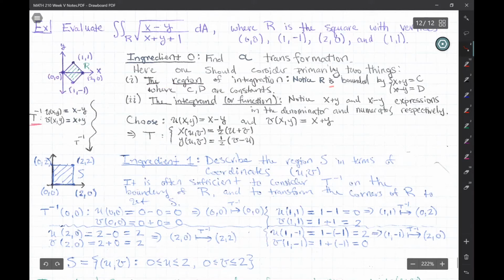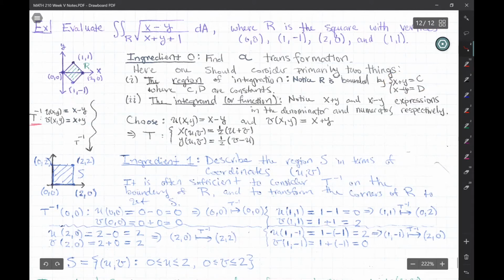Basically, it's bounded by expressions that look like x plus y equal to some constant. For example, down here, this would correspond to x plus y equal to 0, and x minus y equal to some other constant d. So this line here would correspond to d equals 0. So all of these lines can be described using x plus y equal to some constant and x minus y equal to some constant.